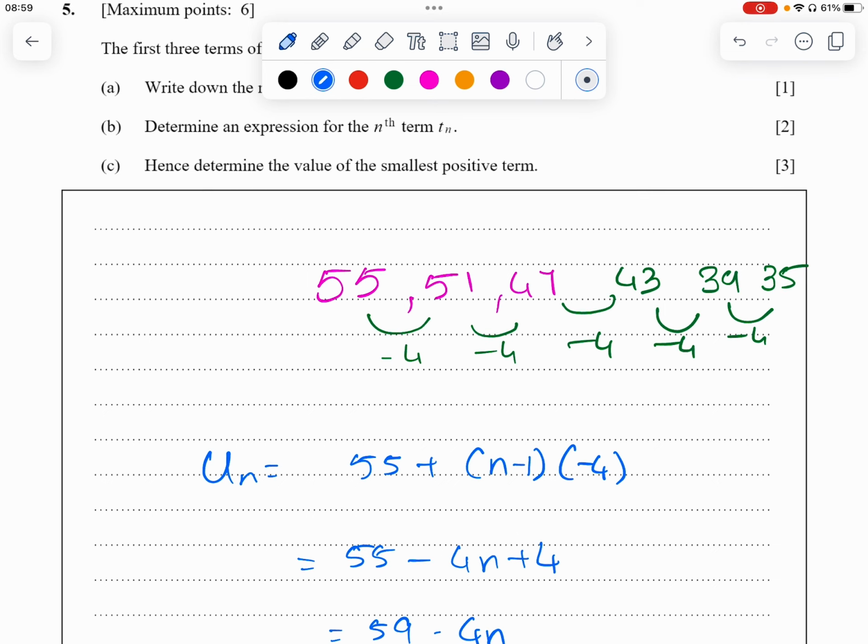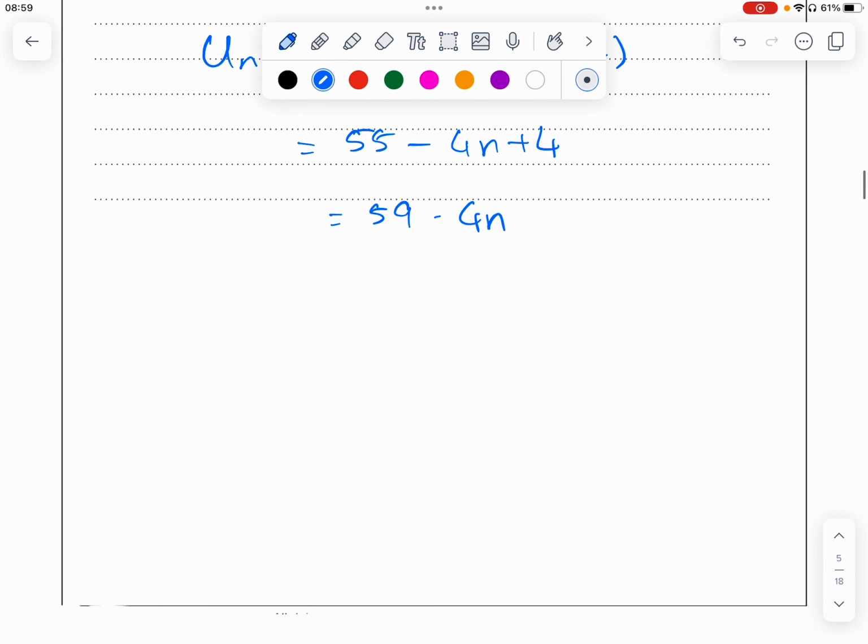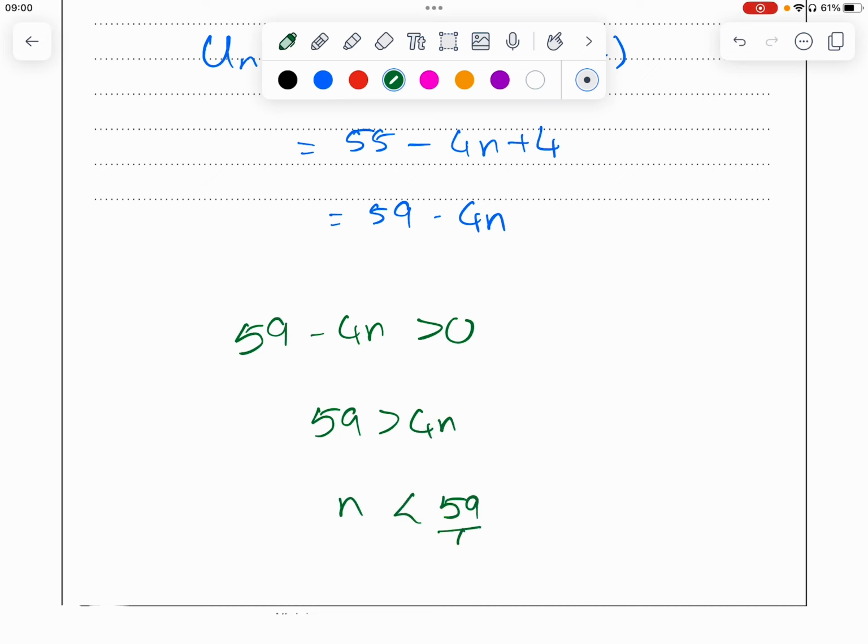Then hence determine the value of the smallest positive term. So what should be the case? 59 minus 4n should be greater than 0. So 59 is greater than 4n, so n is less than 59 upon 4. So n is less than 14.75. 14.75 means 14, so I take it as 14.